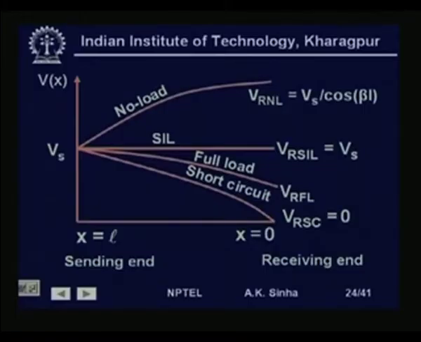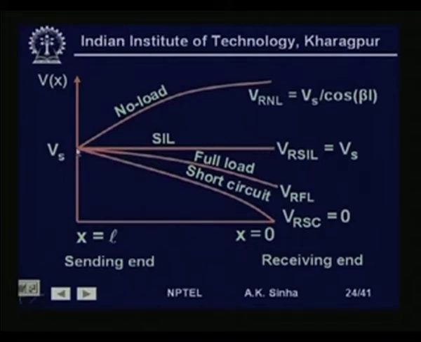Now, I will show you the characteristics of this long lossless transmission line. When we have surge impedance loading, the voltage across the line, all along from the sending end to the receiving end, is going to be the same.